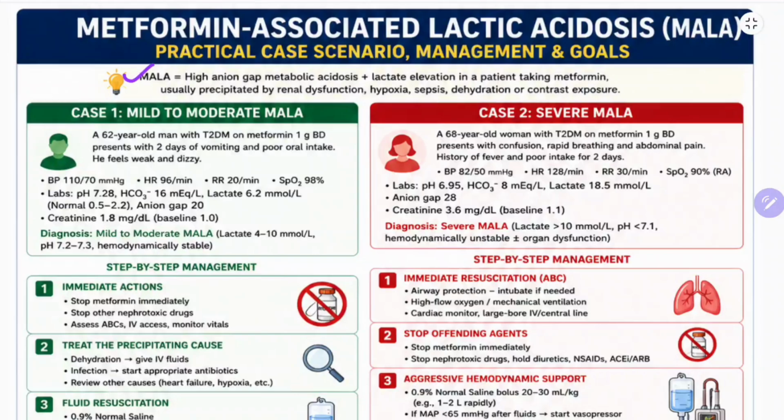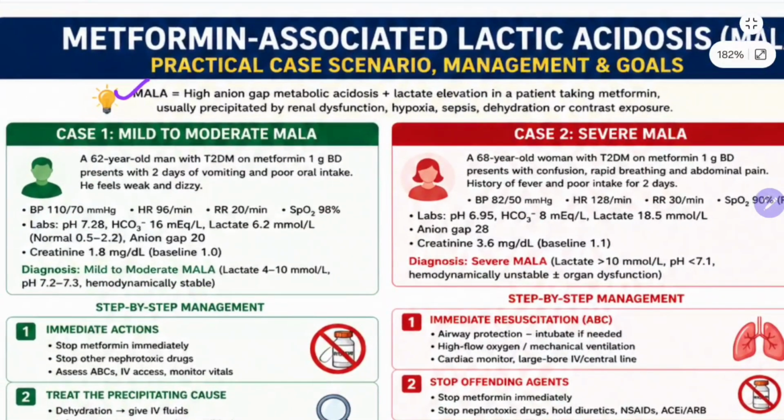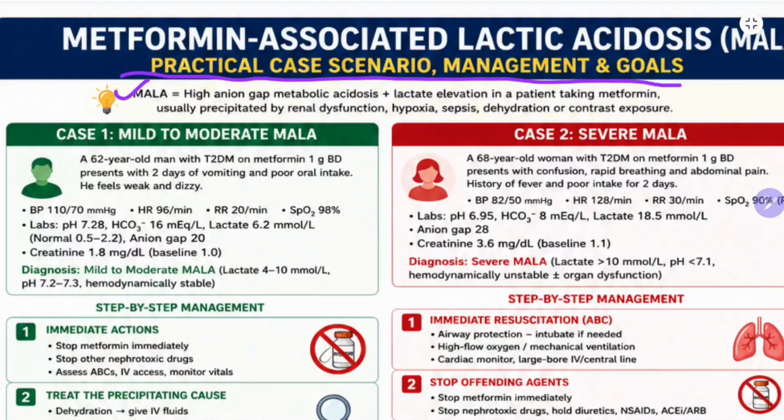So what is MALA? MALA means high anion gap metabolic acidosis plus lactate elevation in a patient taking metformin, usually precipitated by renal dysfunction, hypoxia, sepsis, dehydration or contrast exposure. So this is the definition of MALA that should be copy pasted in the mind.